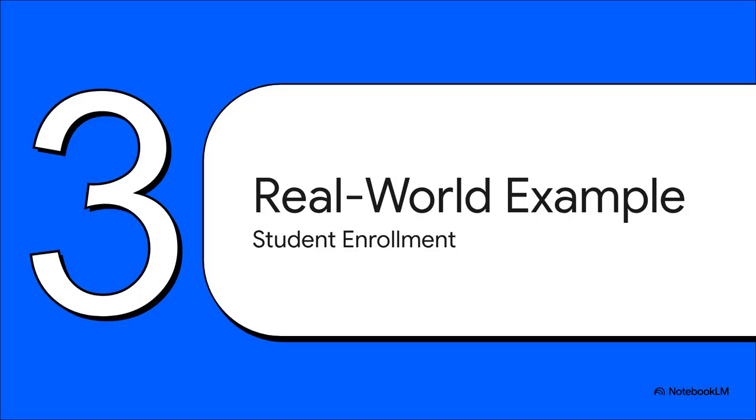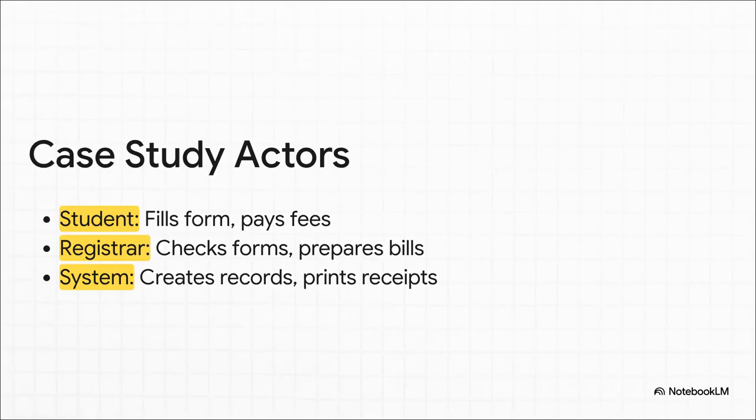All right, that's enough theory. Let's see how all these building blocks actually work together. We're going to map out a pretty common process, student enrollment, to see how it all comes to life. So for our case study, we've got three main players, or actors: the student, the registrar, and the automated system. And these three are going to be our swim lanes, making it super clear who's doing what at every step.